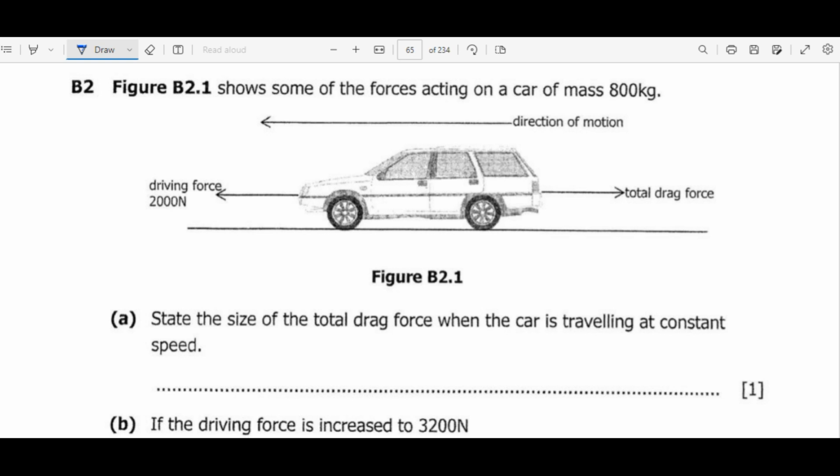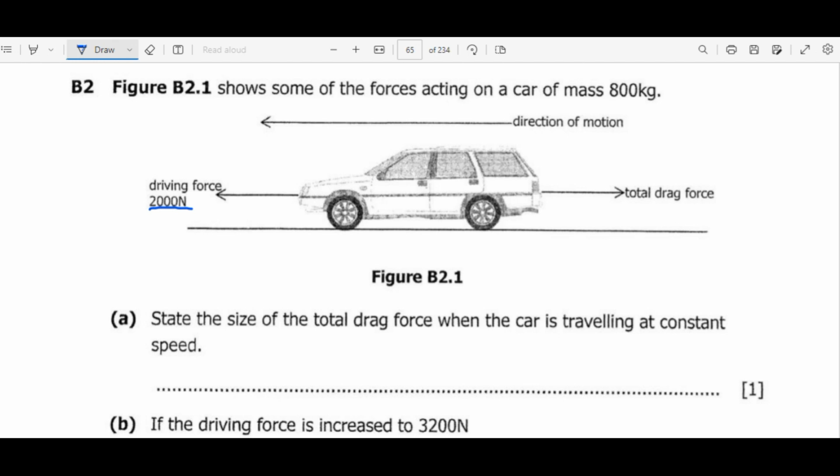Now we have a driving force. If you look at a driving force, this is the force produced by the engine that is making the car move. Then we have another force opposing this motion, which is a total drag force.